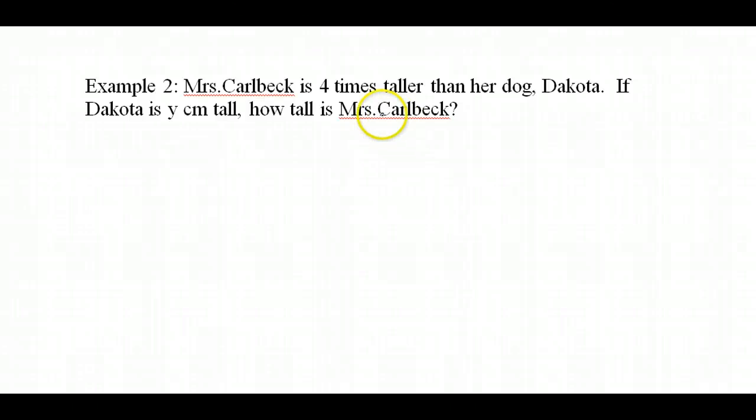Miss Carlbeck is 4 times taller than her dog, Dakota. If Dakota is Y centimeters tall, how tall is Miss Carlbeck? So again, we're using Y here because we don't know how tall Dakota is. We do know, though, that Miss Carlbeck is 4 times taller than Dakota. So if Dakota is Y, and Miss Carlbeck is 4 times taller than her dog, well, how are we going to say that? We're going to say 4 times Y. So that is Miss Carlbeck's height.